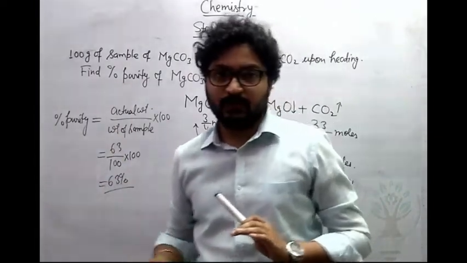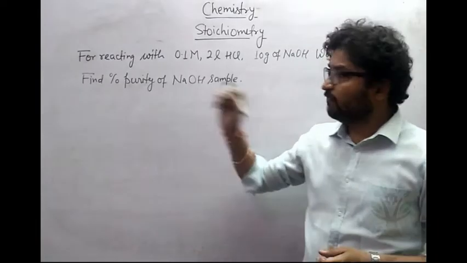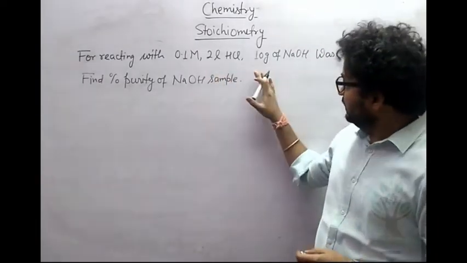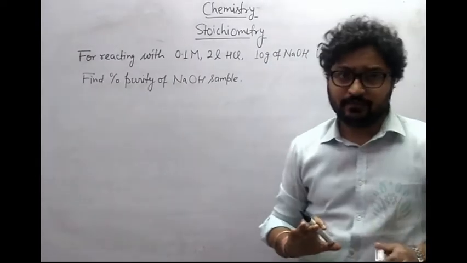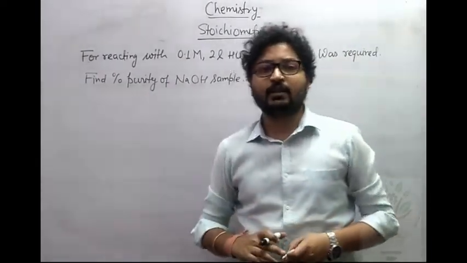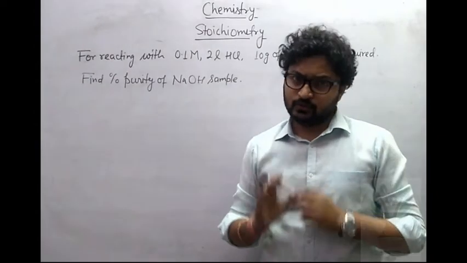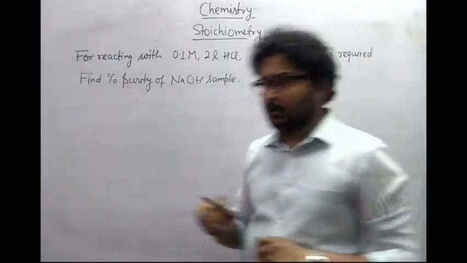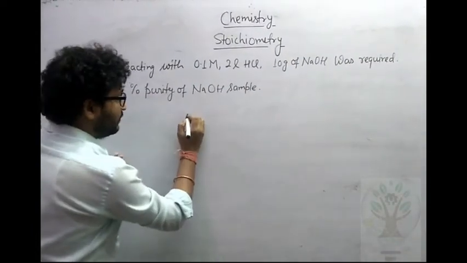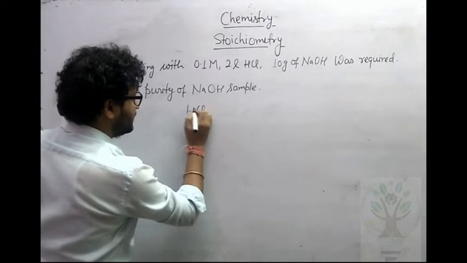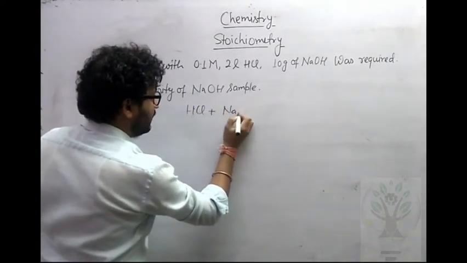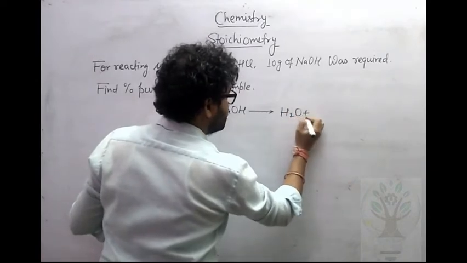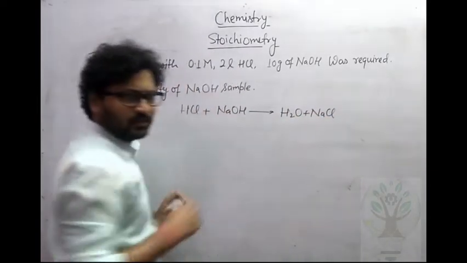Okay, let's move forward. Now, the next question is: if for reacting with 0.1 molar 2 liter HCl, 10 gram of NaOH was required, you have to find the percentage purity of the NaOH solution. Is the question clear? Pause the screen and try it once. Okay, now let's see. What reaction is going on? The reaction is HCl plus NaOH gives us what? H2O plus NaCl. We know this reaction very well.